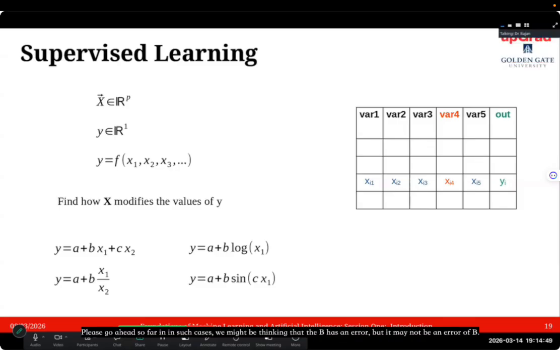So far, in such cases, we might be thinking that the B has an error, but it may not be an error of B.